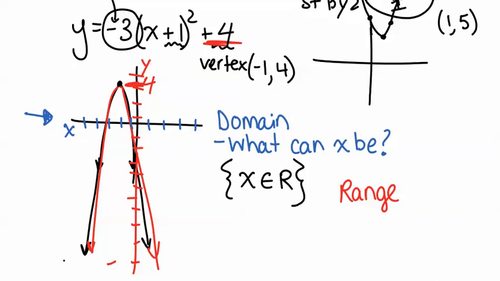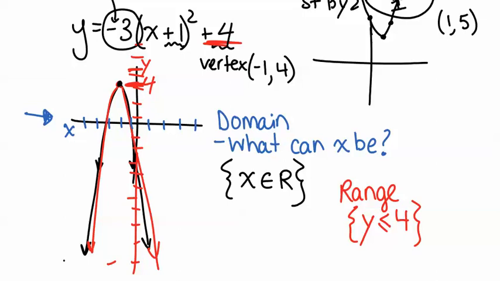So that's the highest. I'll never have a y value of 5, 6, 7, 8. It's never going to go up because it starts here and then it goes down. So for my range, I would say that y has to be less than or equal to 4, because it's starting at 4 and then it's going down.